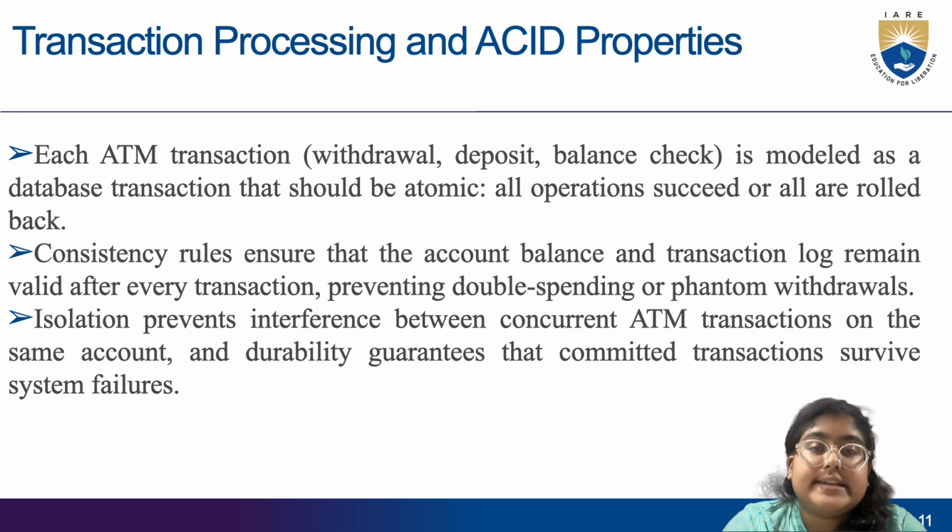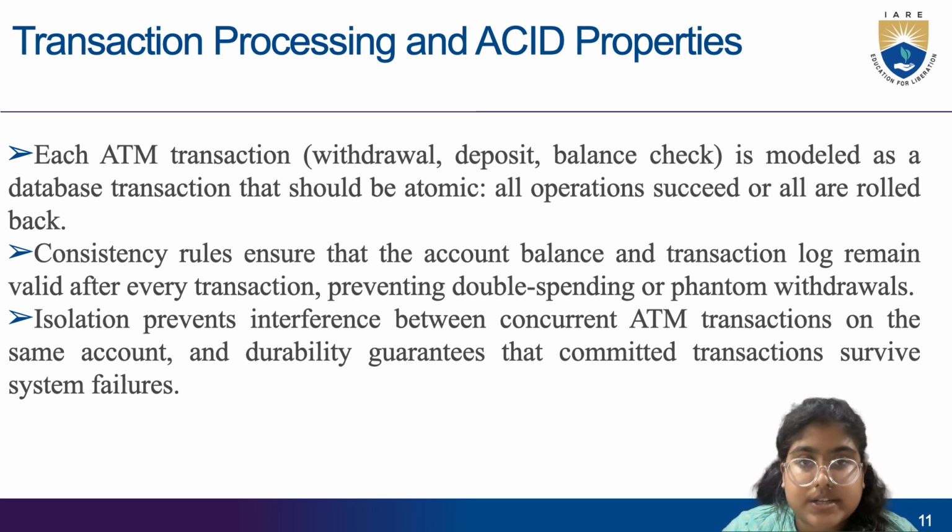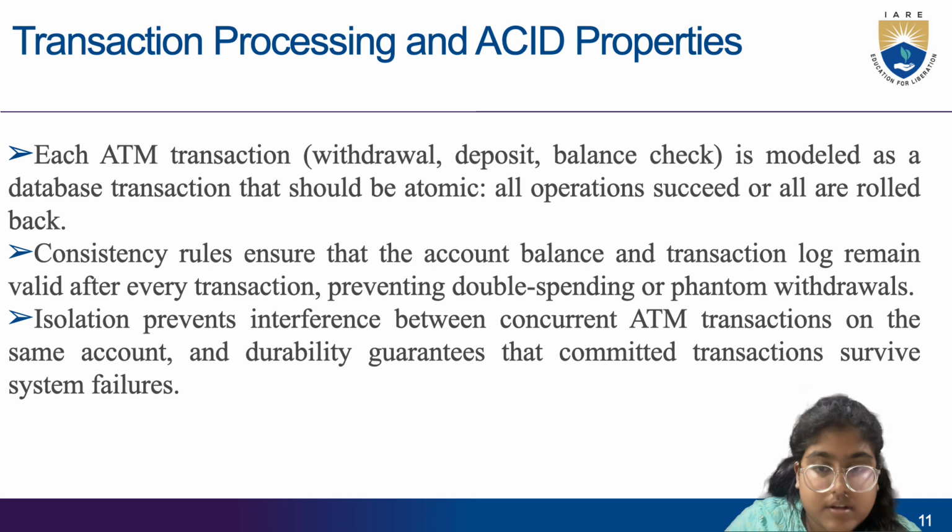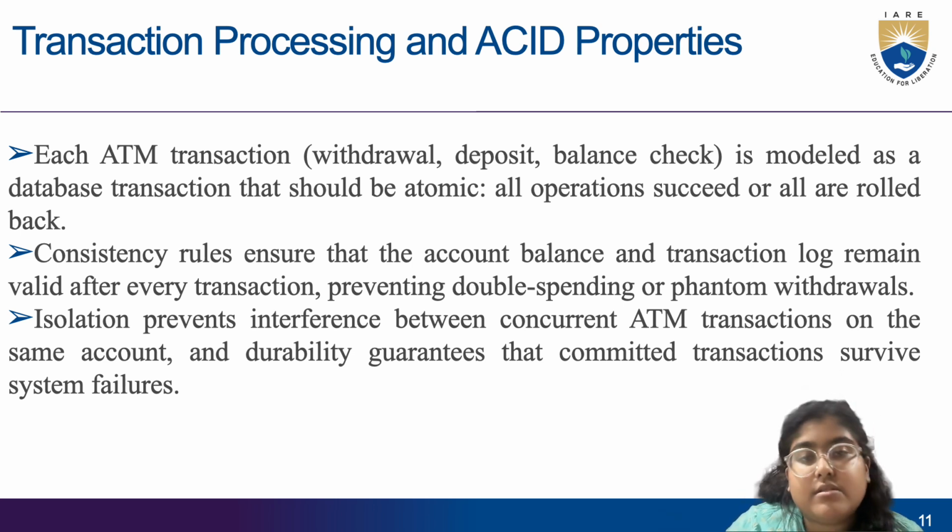Every ATM operation is treated as a database transaction. These transactions must follow ACID properties, where A stands for atomicity. All operations succeed or no operations succeed. Next, C for consistency, where the database remains valid. I for isolation. This means that transactions do not interfere. And finally, D is for durability. This means that changes are permanent. For example, during a withdrawal, balance must be updated, transactions must be recorded. If any step fails, everything must be rolled back. This ensures reliability and prevents data corruption.